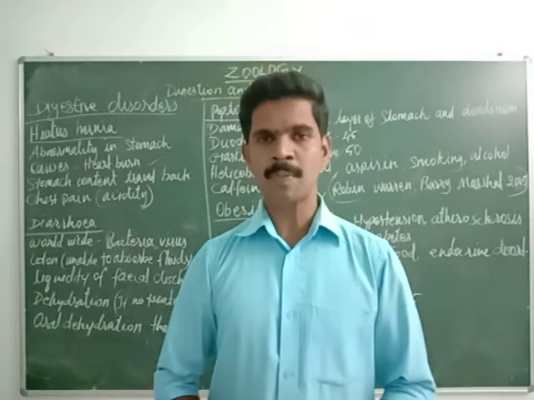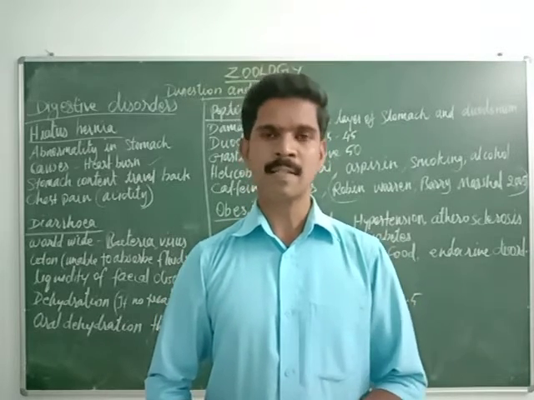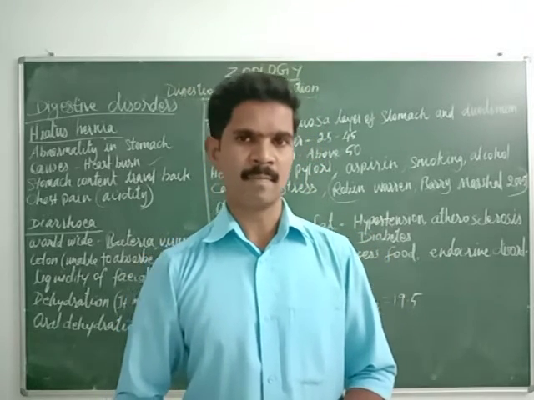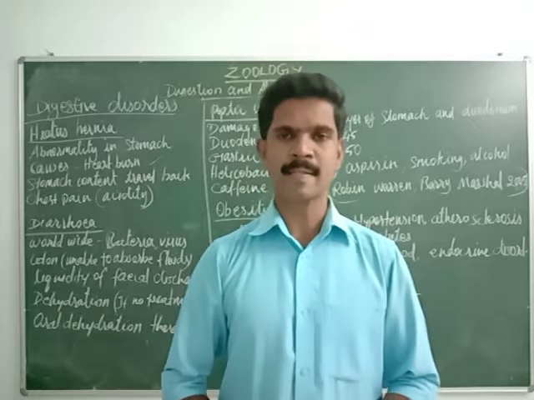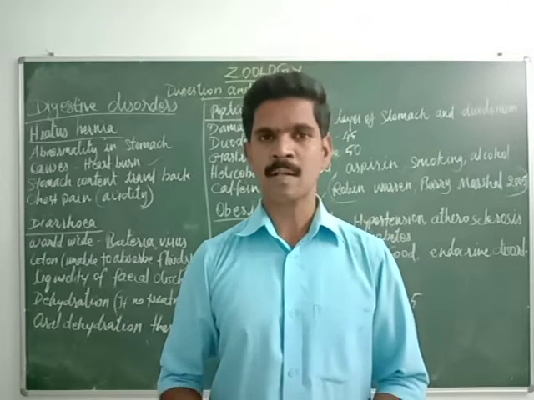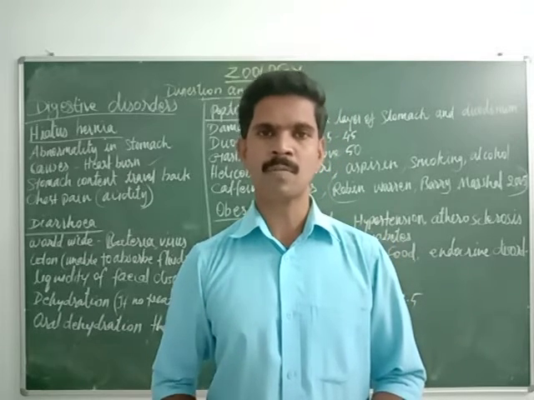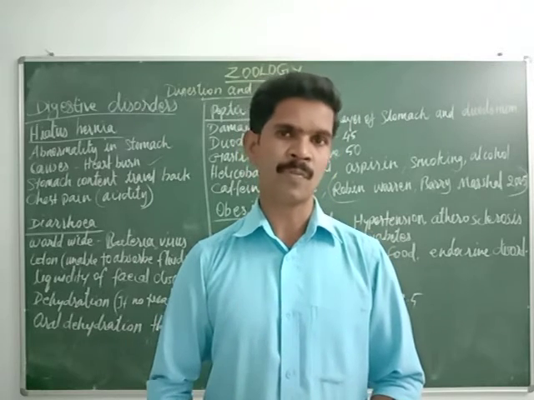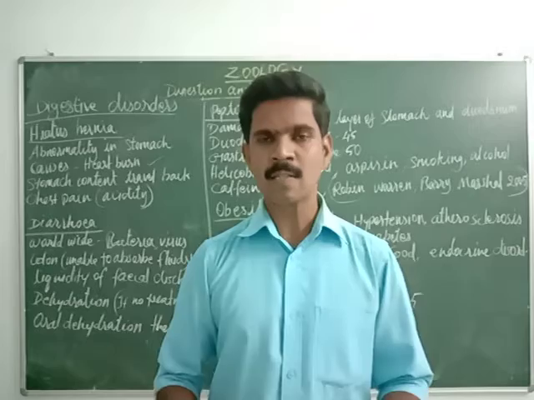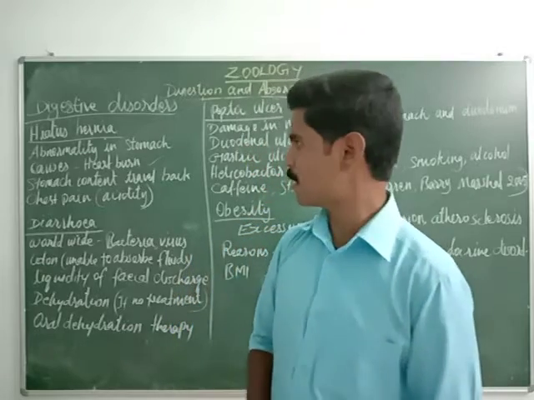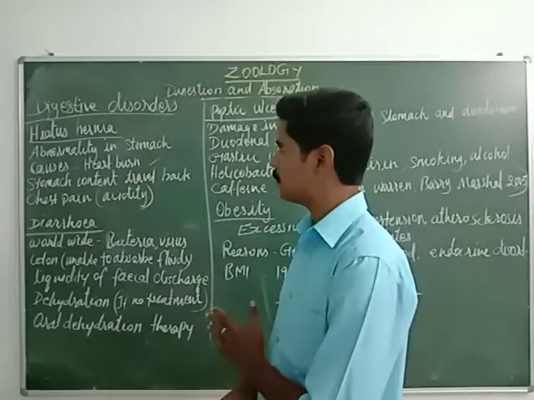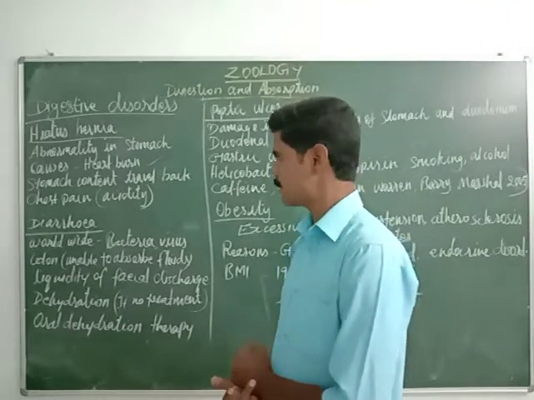This eroding nature is mostly due to high acidity. Because of this high acidity, the stomach contents travel back from the stomach to the esophagus, or from the stomach to the mouth through the esophagus. These are some of the symptoms of this hernia. Now we have completed the first disease, hiatus hernia.